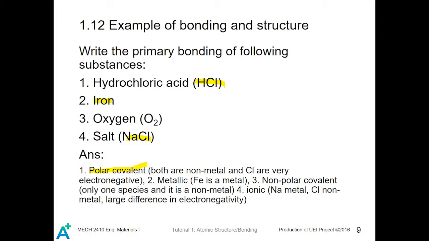Ionic, for the last one, because sodium is a metal and chlorine is a non-metal, and there is a large difference in electronegativity due to one being a metal and one a non-metal.